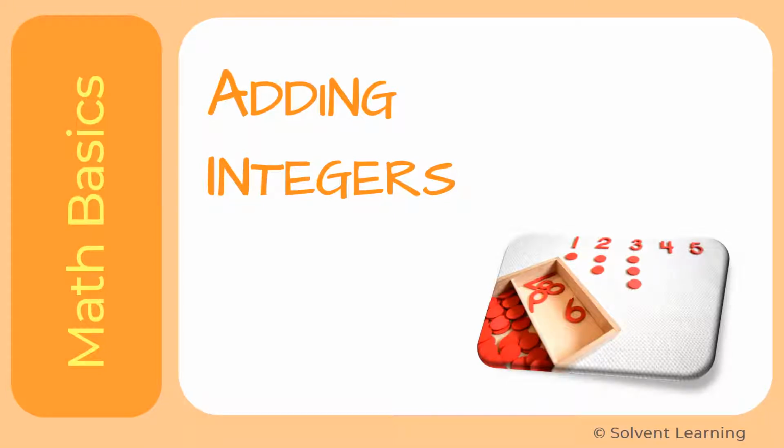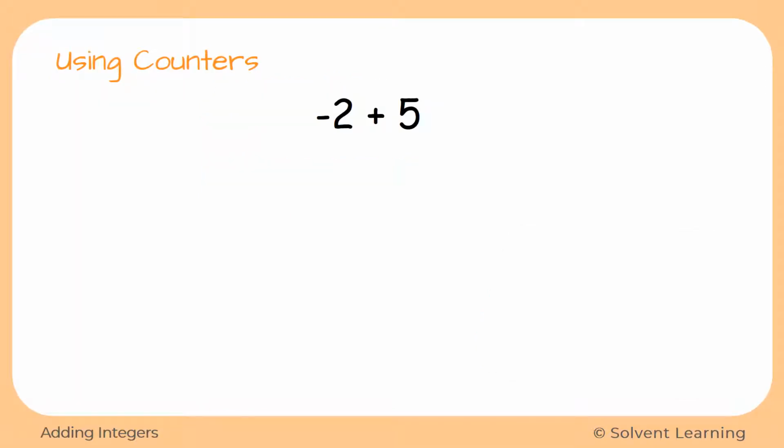In this lesson, we're going to look at how we can add integers. Now, the strategies that we're going to use will work for any kind of real number, not just integers. But for these examples, we're going to focus on integers. So say if we want to add the numbers -2 and +5, as we see here, -2 plus 5.